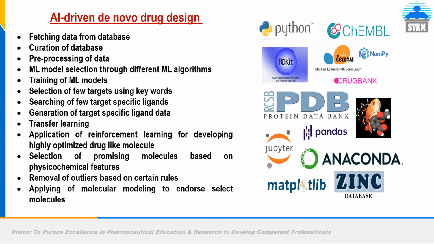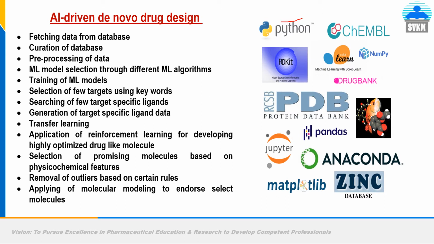So on the right side, you are seeing various logos I have taken from the net, from their websites: Python, Campbell, Scikit-learn, NumPy, DrugBank, PDB, Jupyter, Pandas, Anaconda, Zinc, Matplotlib, and OpenBabel. So already in another video, I have explained to you, the title is various tools and technologies used in AI-driven drug discovery. There I have explained what is the role of these various tools or machine learning or Python libraries.